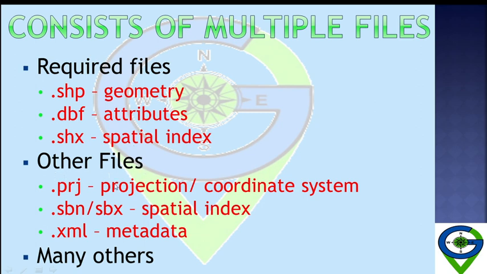Then the other files contain .prj. This is a file which contains the projection description using a well-known text representation of coordinate reference system. So whatever projection or coordinate system we are using, it is stored in the .prj file, and it stores all the information about your geographic coordinate system or your projected coordinate system, your GCS and PCS.